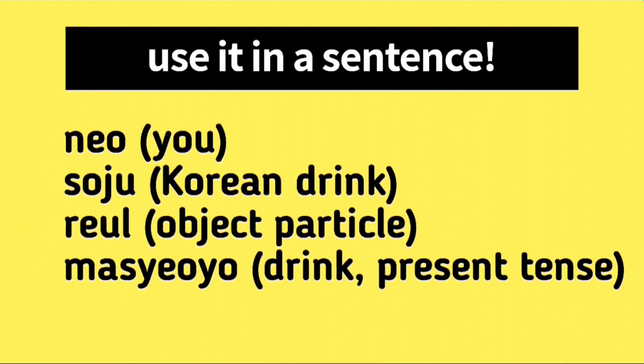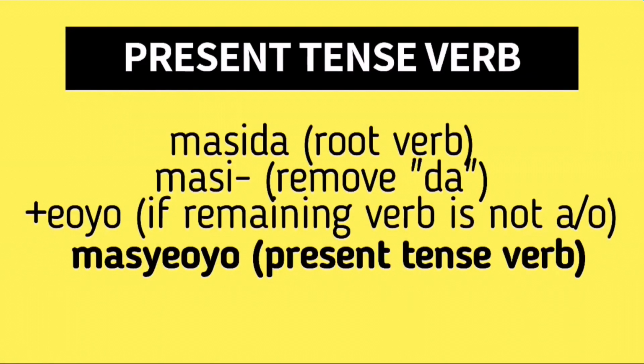And last part of the sentence is 마셔요. This is the present tense form of 마시다. Again, 마셔요 is just the present tense form of 마시다, which means it is the present tense action of drinking. So how is 마시다 transformed into 마셔요? As usual, the first step is to remove da from 마시다. So now we're left with 마시.